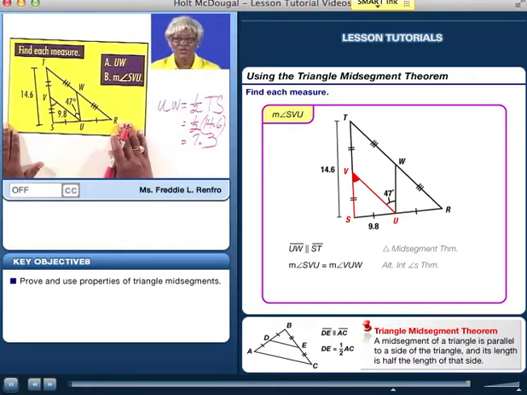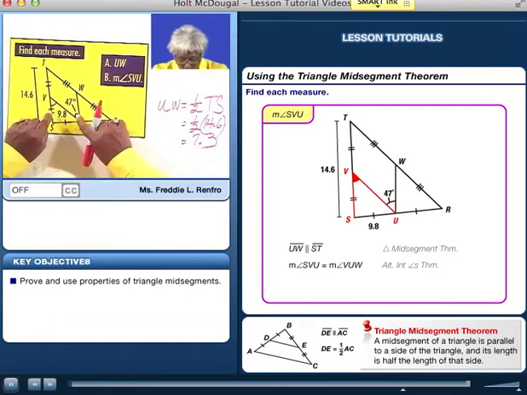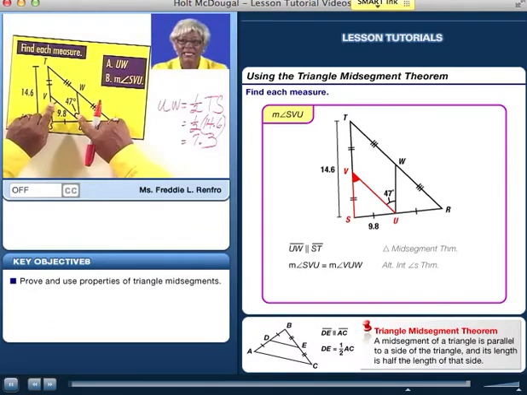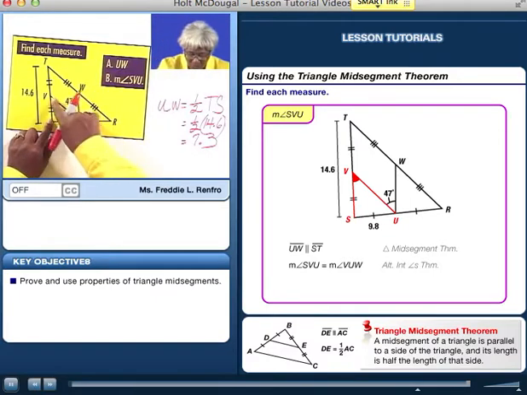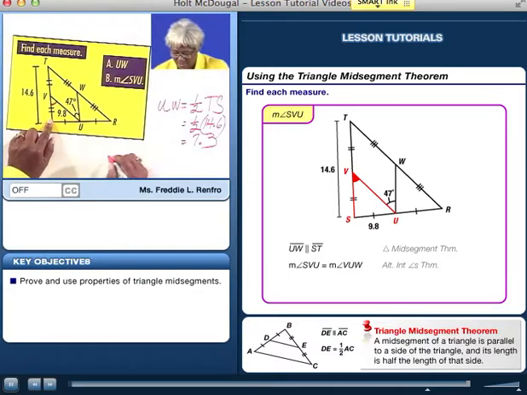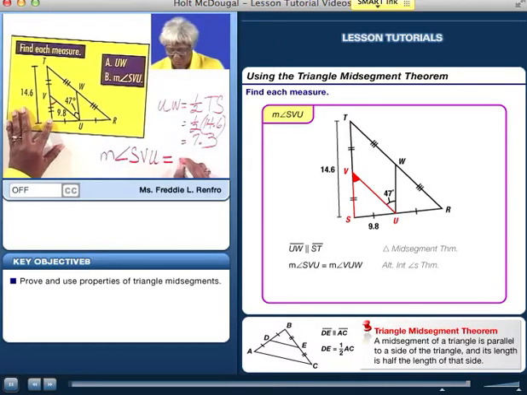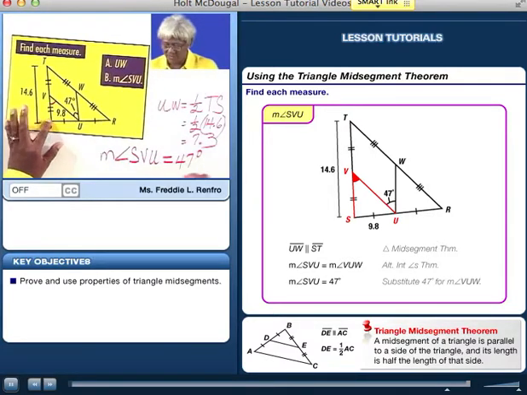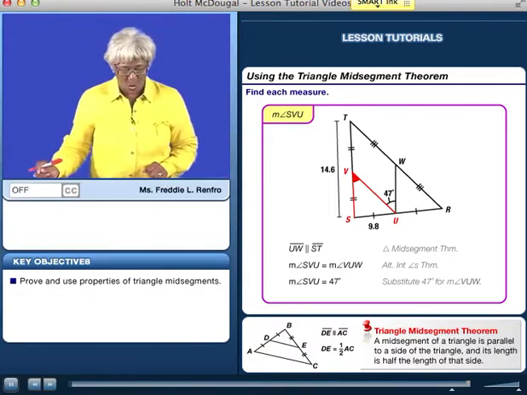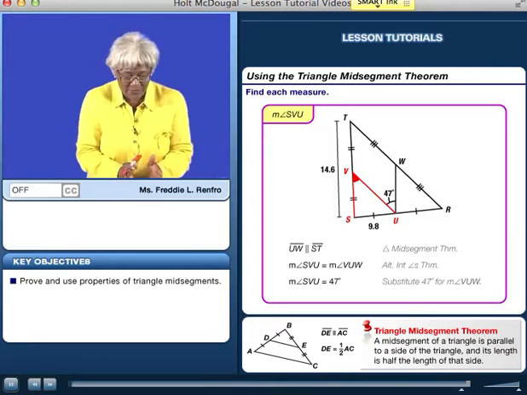Okay? So the theorem says two parallel lines cut by a transversal, alternate interior angles are congruent. So if this angle right here, VUW, is 47 degrees, the measure of angle SVU is also 47 degrees. And that's based on alternate interior angles being congruent if the lines are parallel.